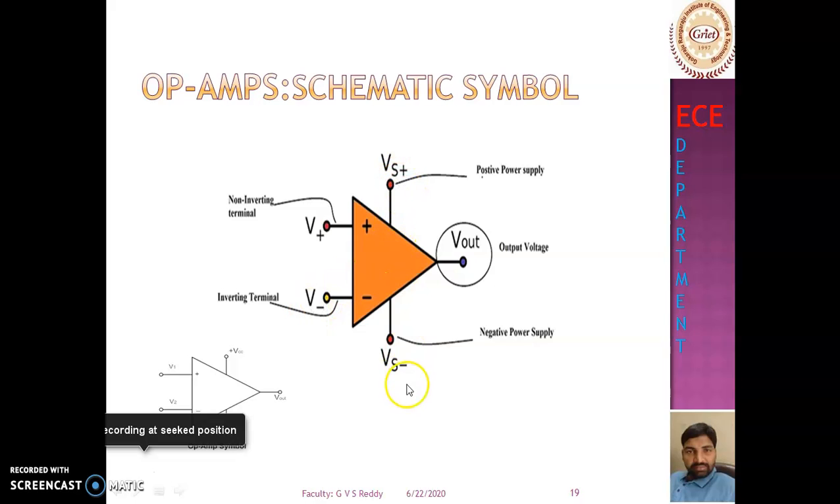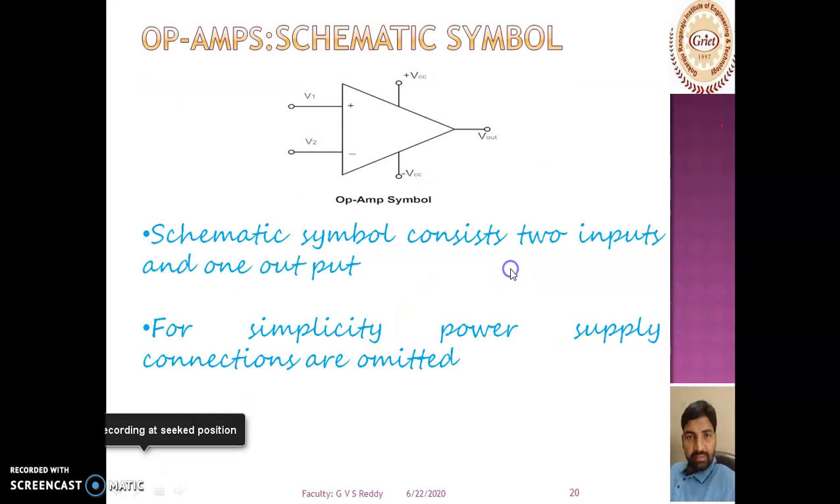And next, two power supply pins. One is a positive power supply pin, and the other one is a negative power supply pin. These are also represented as VCC and VEE. Next, one output terminal, Vout.